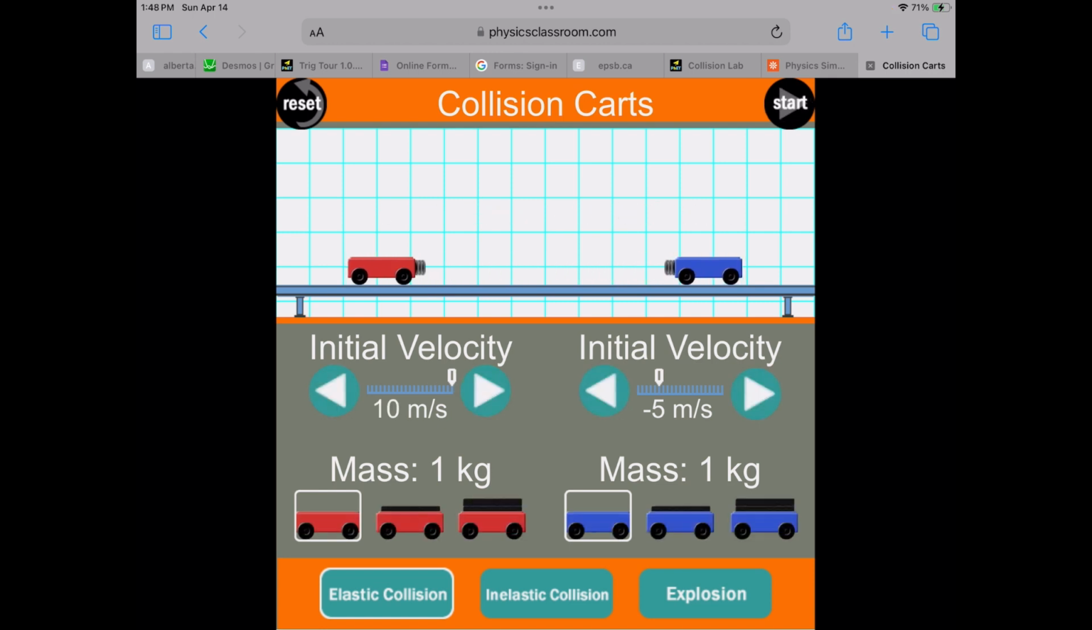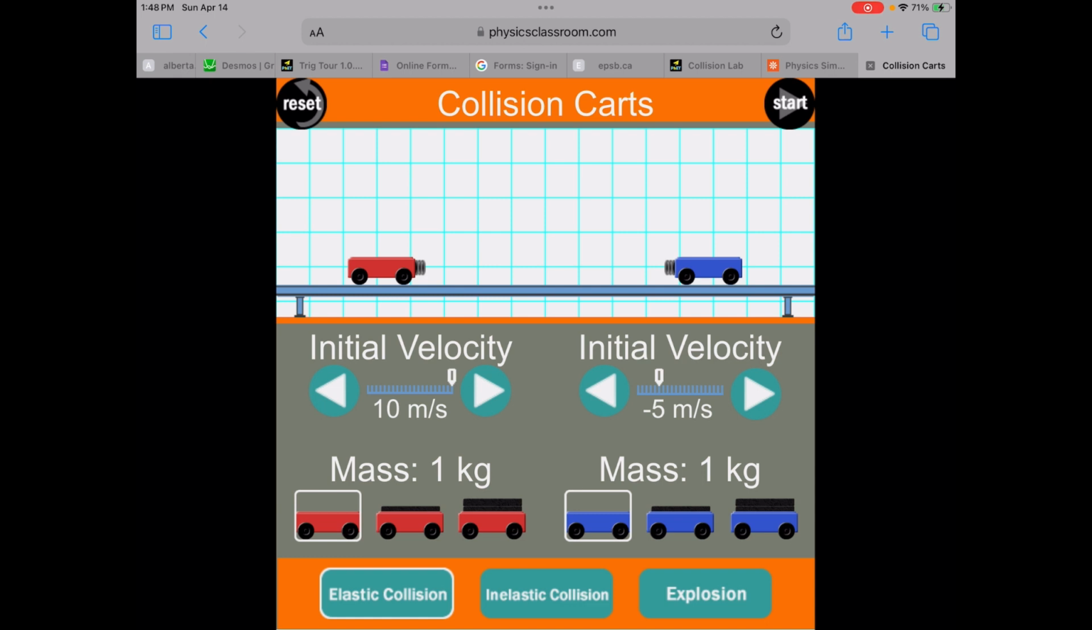Cool, right? All right, so a similar experiment here now, but notice I've changed the red cart's initial velocity to positive 10 instead of positive 5. So the red cart's initial momentum is mass times velocity, so 10 kilogram meters per second. Whereas the blue cart I've kept the same at negative 5 kilogram meters per second. So the total momentum in the system is positive 10 plus negative 5, giving us positive 5 kilogram meters per second of momentum in our system right now.